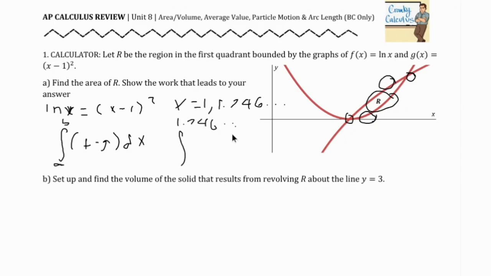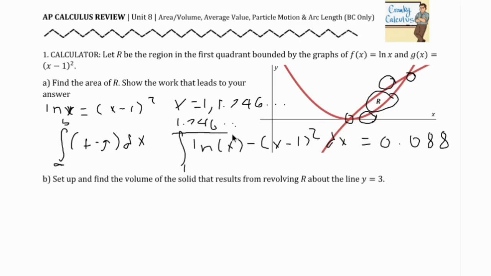So we would just do 1 to 1.746, and ln of x is the function on the top, and then x minus 1 squared is the function on the bottom. And we plug that into our calculator and we get 0.088.